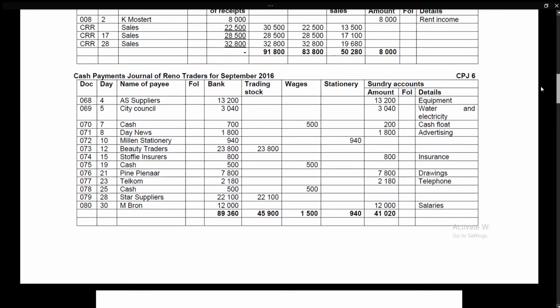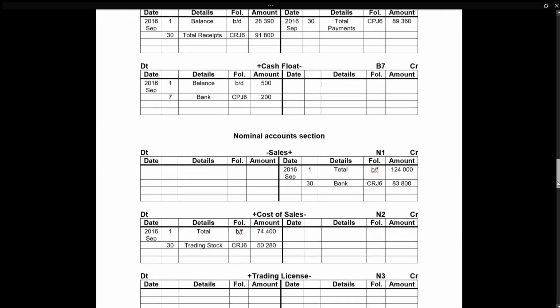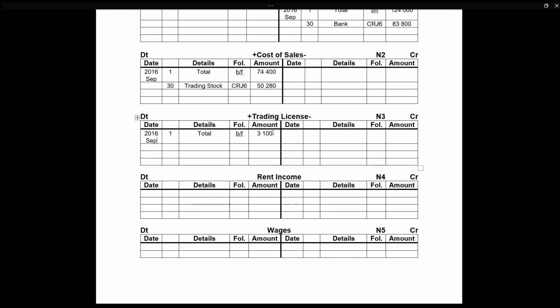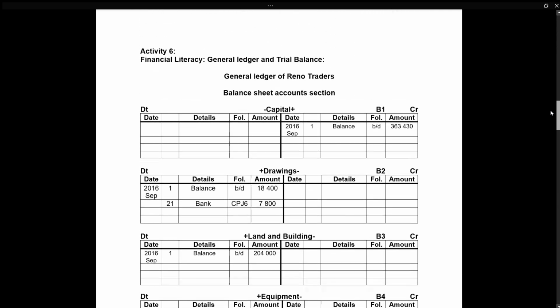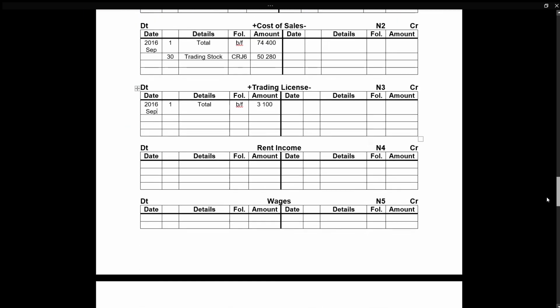Right, so next one, trading license, also an expense, therefore the signs will be plus, minus, and it's N3. So let's go and have a look for an opening total. Trading license 3,100 Rand. Let's go and fill that in. 3,100 Rand. It is brought forward. Details will be total on the 1st of September 2016. Right, during the current month, I can't remember that we had any transactions with trading license. Remember, it's an expense, so you would have paid it. I can't see any trading license transactions, therefore done with trading license for now.